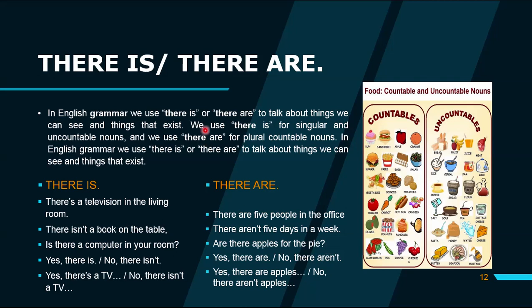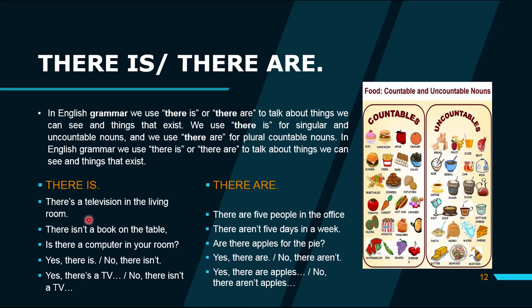Finally, we can see there is and there are. What are those? In English grammar, we use there is or there are to talk about things we can see and things that exist. We use there is for singular and uncountable nouns. Here you can see some examples of uncountable nouns. And we use there are for plural countable nouns. Here you can see some examples of countable nouns. There is a television in the living room.